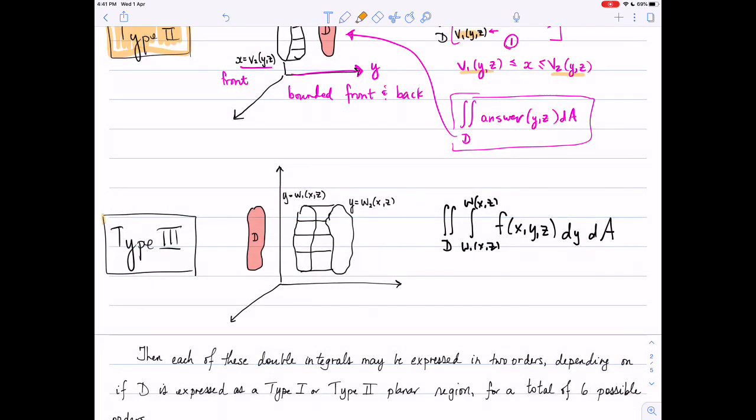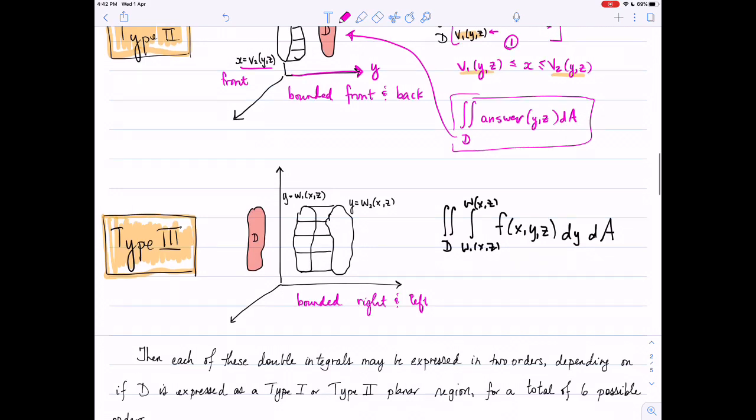So then the last type that we have is a type 3. So we have above and below, that was type 1. We had front and back, that was type 2. And the way that I have these numbered here, this type of region is a region that is bounded right and left.